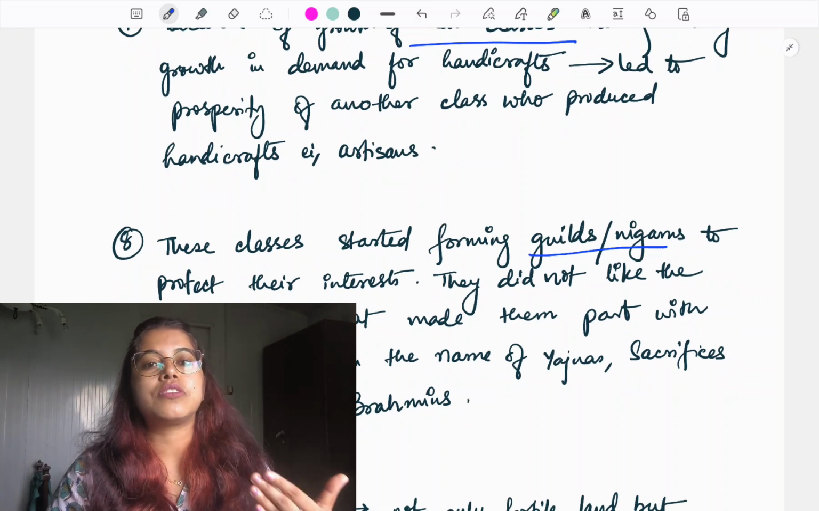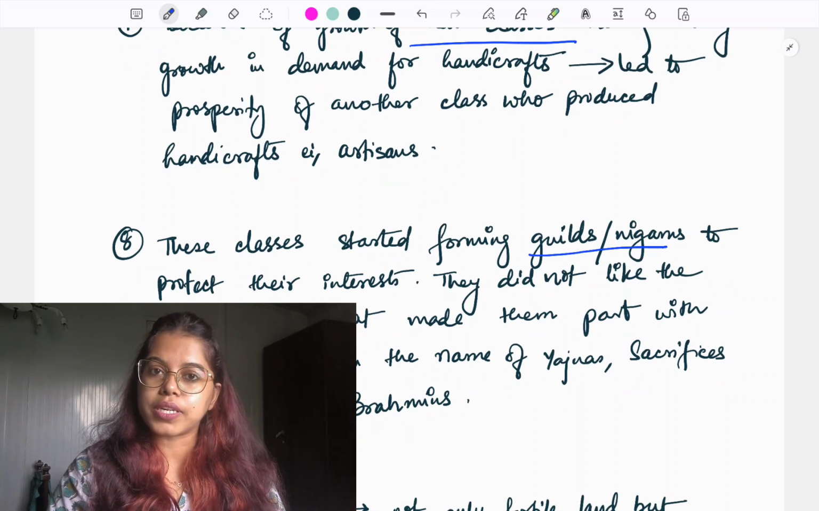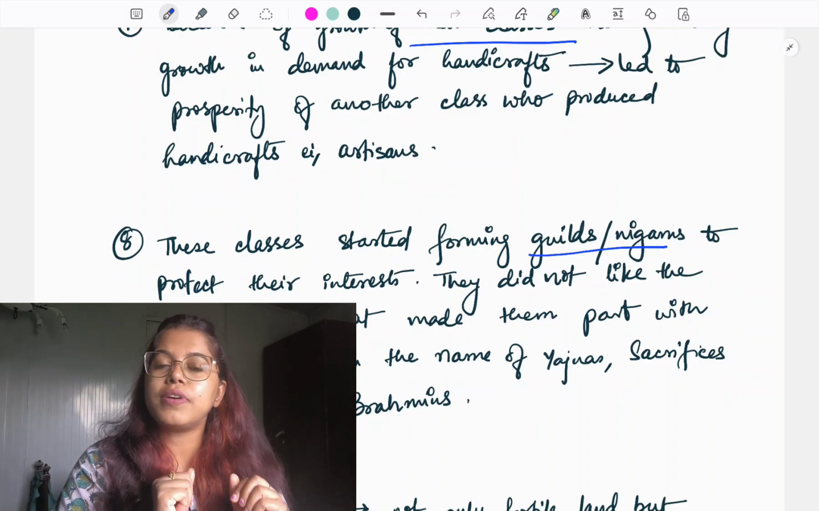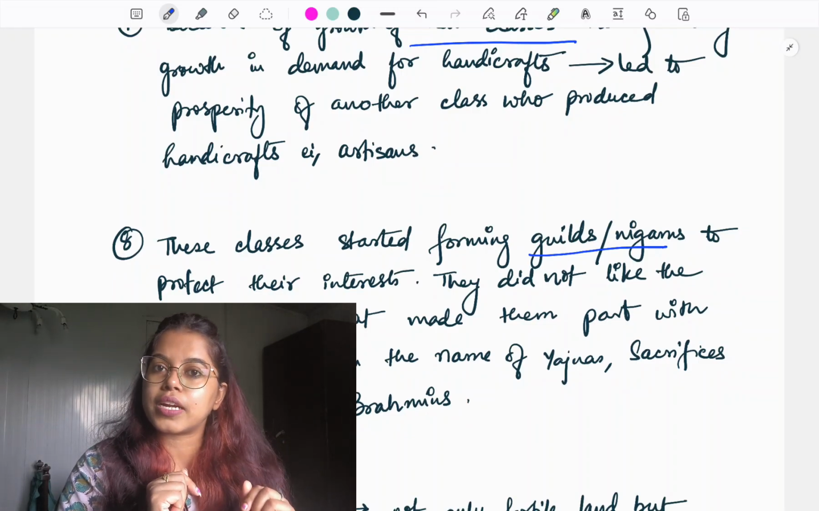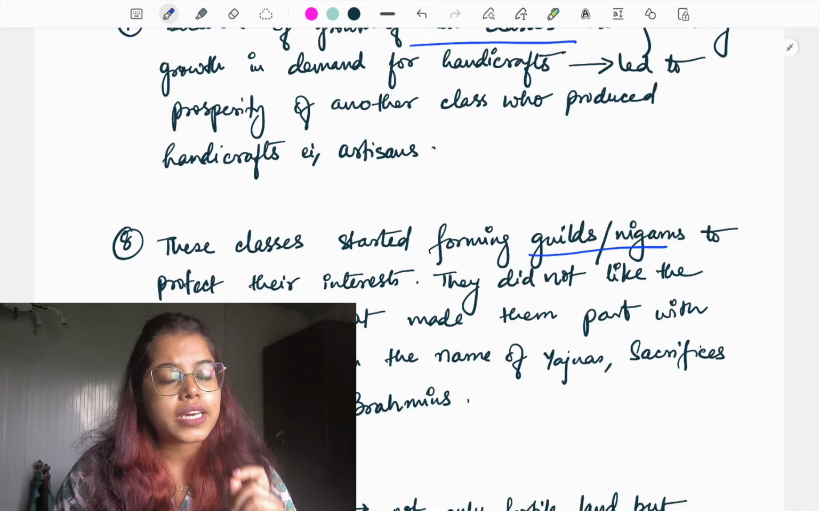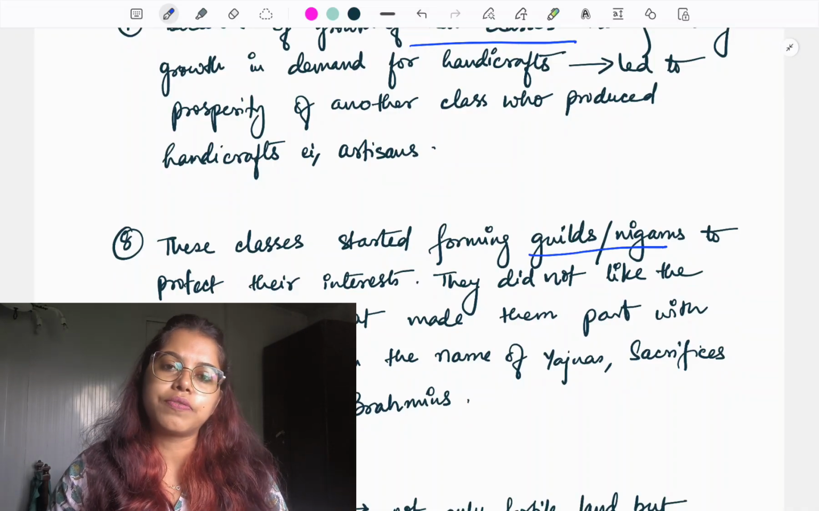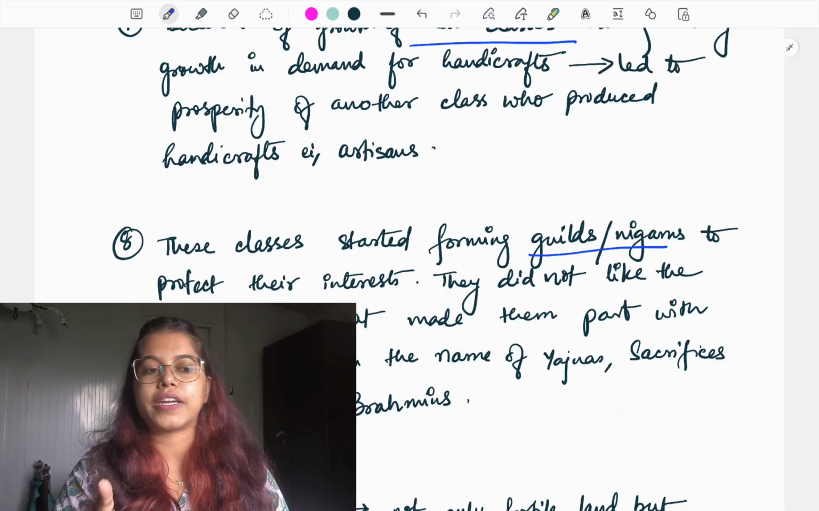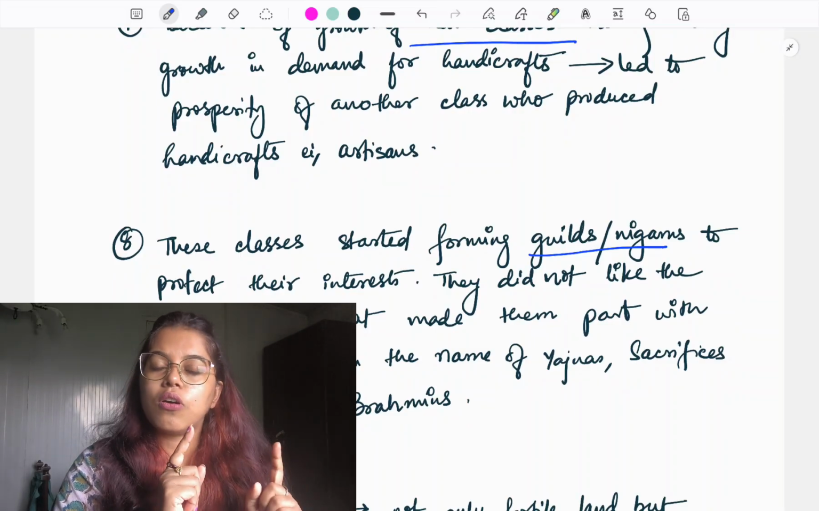So when we have the expansion of agriculture and trade growing, manual labor is required, and the Shudras are doing that. So Shudras are also getting money in return. Even their economic status is improving, and they are also not satisfied with the Brahmanical orthodoxy.